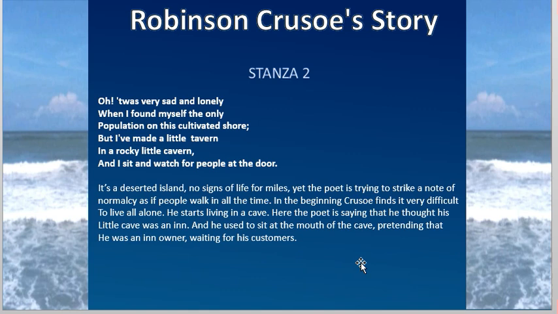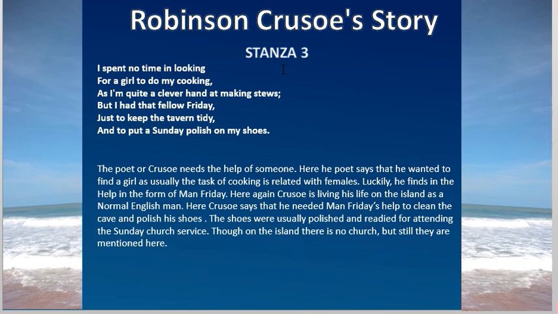Okay, stanza number 3. "I spent no time in looking for a girl to do my cooking, as I'm quite a clever hand at making stews. But I had that fellow Friday just to keep the tavern tidy and to put a Sunday polish on my shoes." So in stanza number 3, we see that the poet, or Crusoe, needs the help of someone. Here the poet says that he wanted to find a girl, as usually the task of cooking is related with females. Luckily, he finds help in the form of Man Friday.